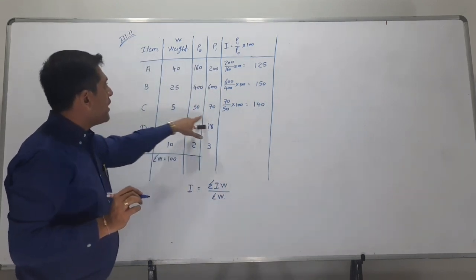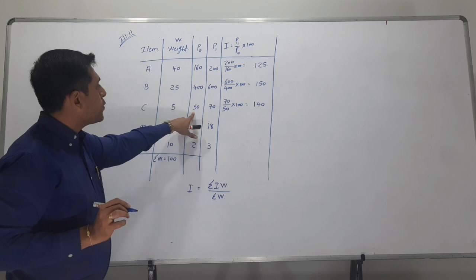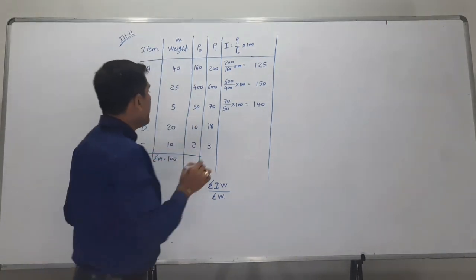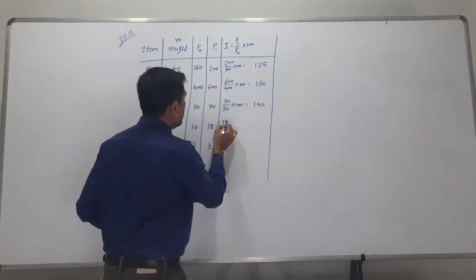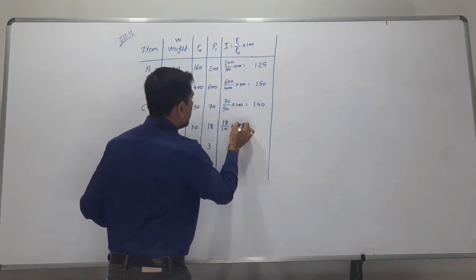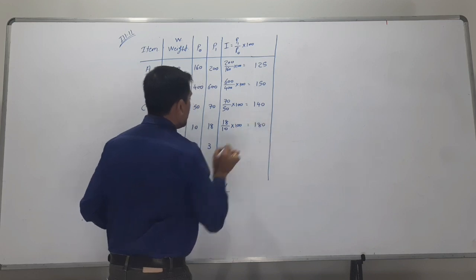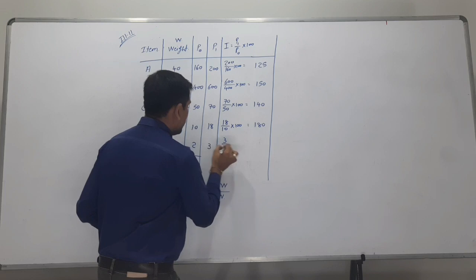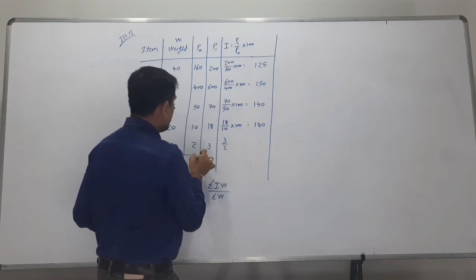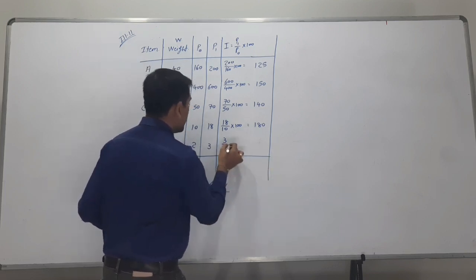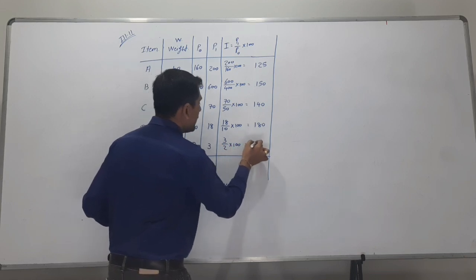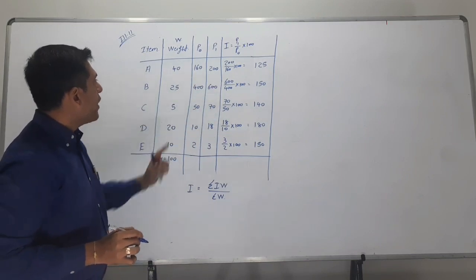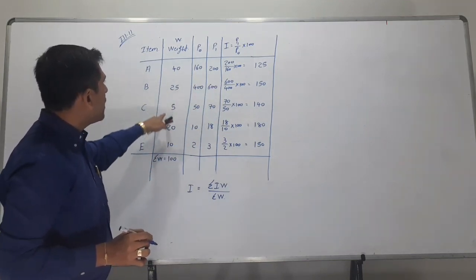C, 70, that is P1 divided by 50, that is P0 into 100, that is 140. Next one is 18 divided by 10 into 100, it is 180. And in the last, 3 divided by 2, this one is P1 is 3 divided by 2 into 100, that is 150. So here our I is there and here the W is there.